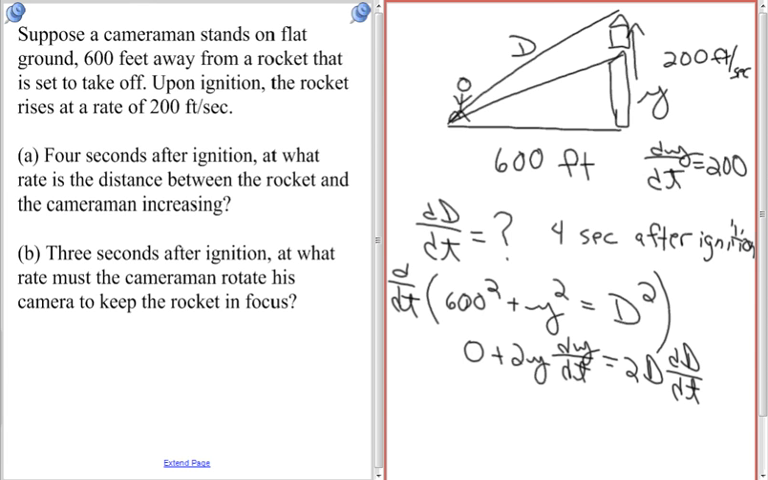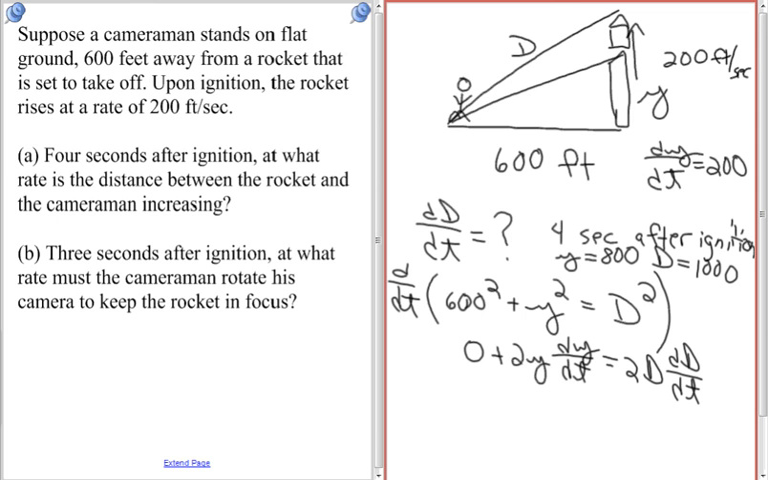D and y continue to change, but we want this information exactly 4 seconds after ignition. Well, if we look at that situation, 4 seconds after ignition, if the rocket is rising at 200 feet per second, that will tell us that the rocket has risen a total of 800 feet. Once we have that piece of information, we can go back to our original Pythagorean theorem and realize in that particular moment, the base is 600, the far right side is 800. We could use the Pythagorean theorem to solve and figure out that D is going to be 1000.